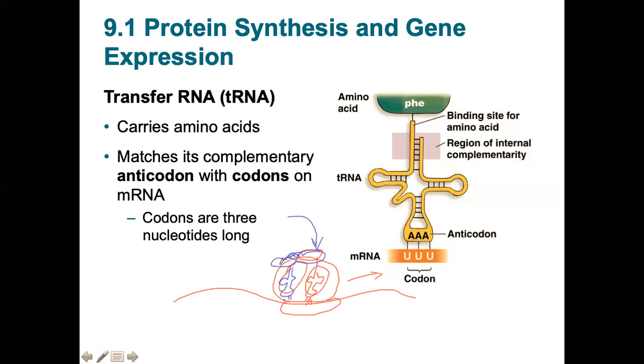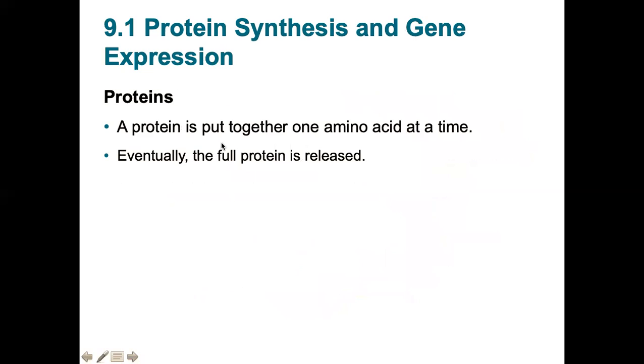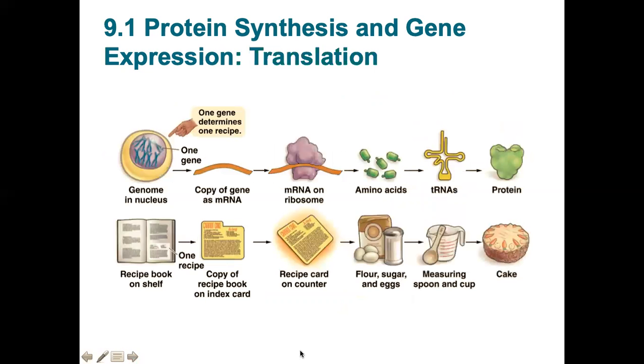And so then this tRNA leaves and this one stays in place and the ribosome moves again. And this one ends up over here and a new tRNA comes in and it brings a new amino acid, and you end up with this growing amino acid chain. And eventually it reaches what we call a stop codon, and the whole thing falls apart and it releases your polypeptide, ready to be folded into a protein. So proteins are put together one amino acid at a time, and eventually that full protein is released.